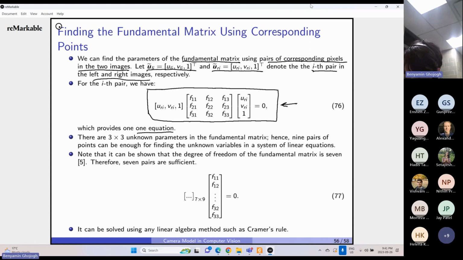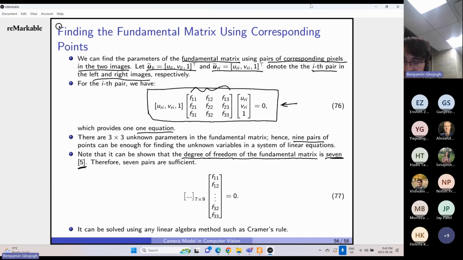How many unknowns do I have? It's a 3 by 3 matrix, so I have 9 unknowns. And 9. So we might need 9 pairs. However, it can be shown that the degree of freedom of the fundamental matrix, I just don't prove that, see reference 5, is 7. So if we find only 7 parameters, that's enough. For 8, I can tell you why. But for 7, I need to see the proof. I don't know it yet myself.